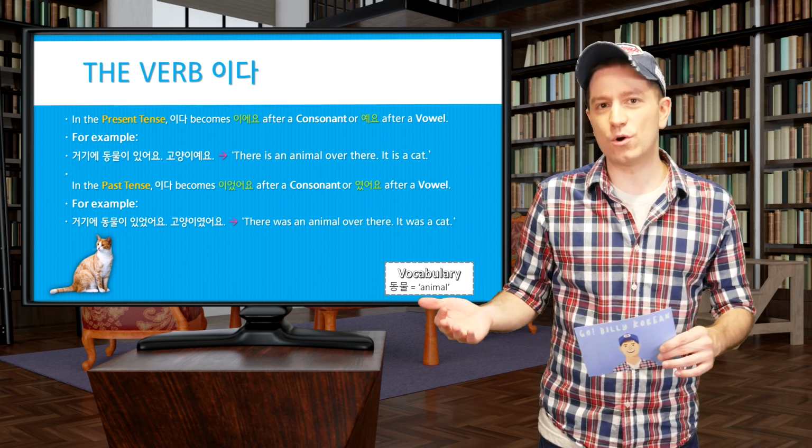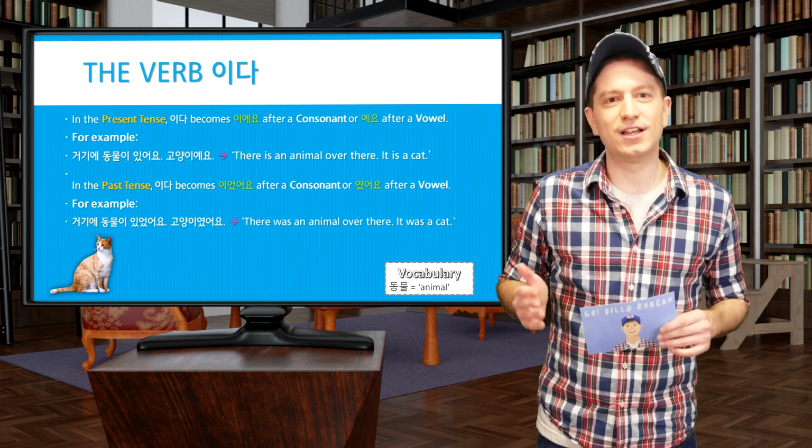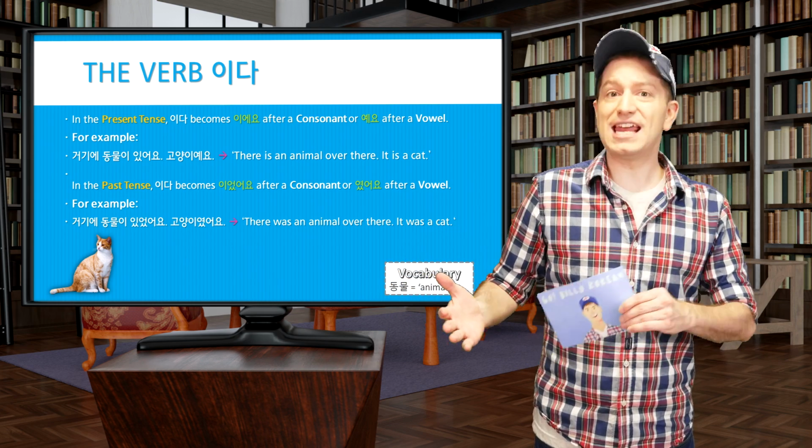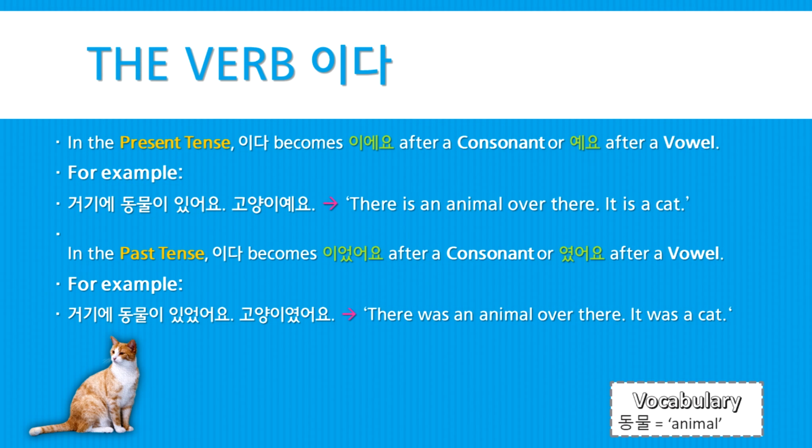In the present tense, we learned that the verb 이다, to be, becomes either 이에요 after a consonant or 예요 after a vowel. For example, 거기에 동물이 있어요. 고양이예요. There is an animal over there. It's a cat. However, 이다 in the past tense becomes 이었어요 after a consonant or 였어요 after a vowel. For example, 거기에 동물이 있었어요. 고양이였어요. There was an animal over there. It was a cat.